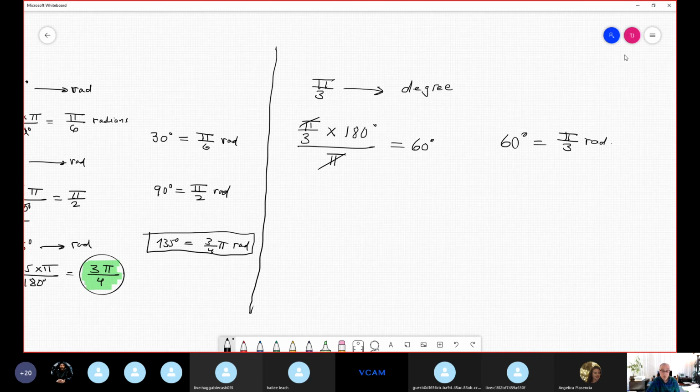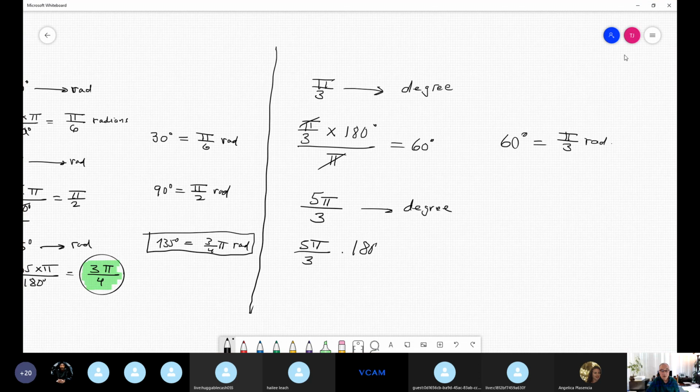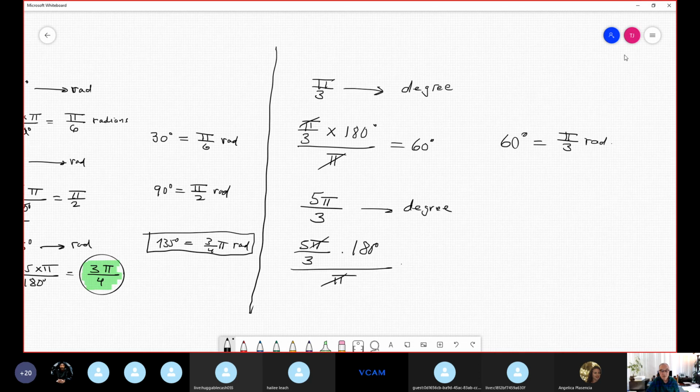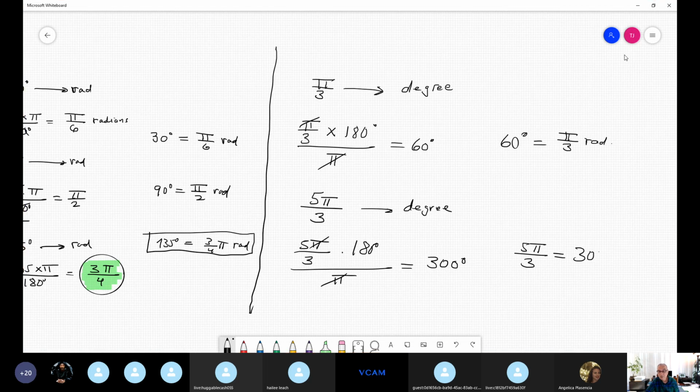Another example, suppose 5 pi over 3 expressed in degree. Well, this is 5 pi over 3, multiplied by 180 and divided by pi. It always happens that this pi is cancelled. 180 divided by 3 is 60, I did before, multiplied by 5, 300. 300 degree. The conclusion, 5 pi over 3 is equal to 300 degree.